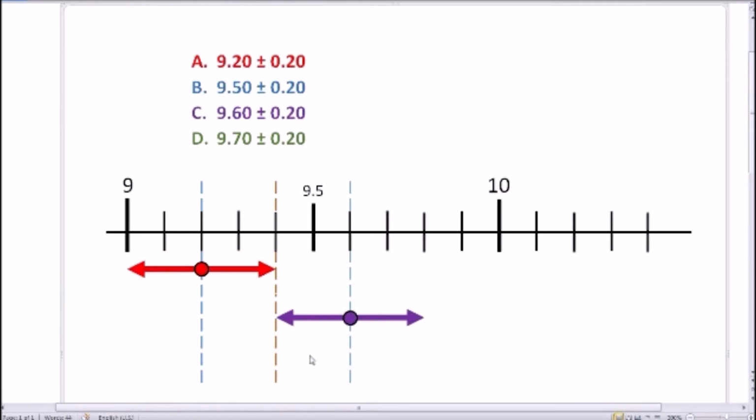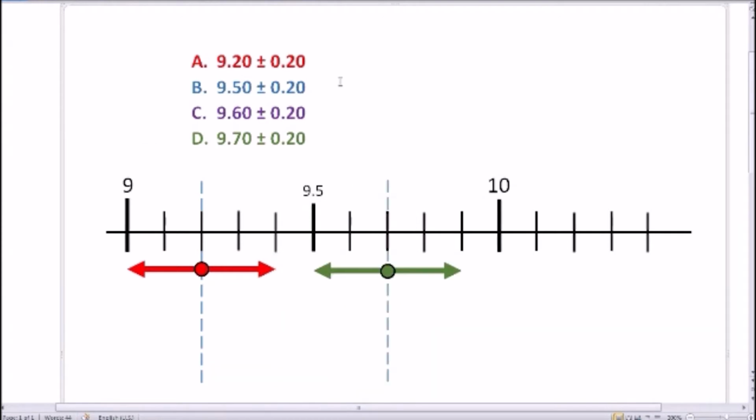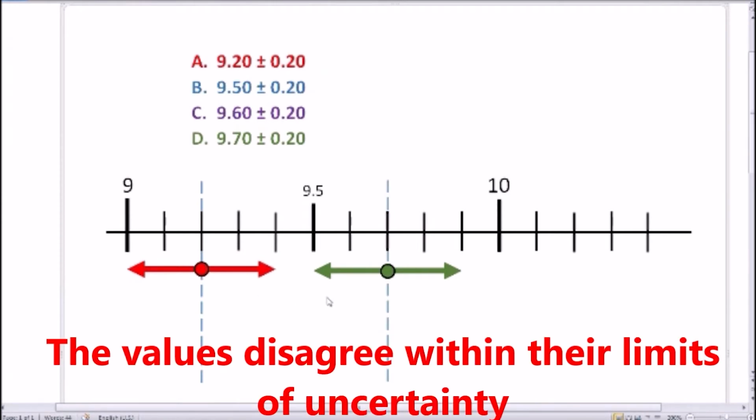Now let's look at a case that definitely doesn't agree. Let's compare A to D. D is centered at 9.7 and again has an uncertainty of plus or minus 0.2. As you can see, there's a little gap between these two ranges. That gap is crucial. If the two ranges don't touch or overlap, then these two values disagree within their limits of uncertainty.